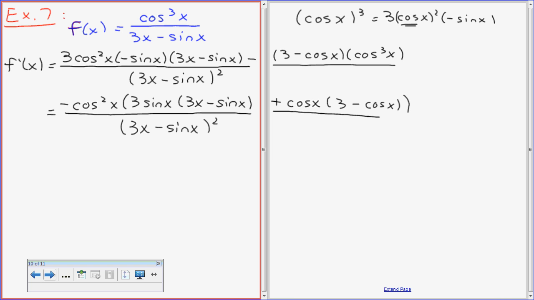Just get in the habit of taking out a common factor, because remember you're just trying to simplify and cancel out, or that's what you're trying to do.